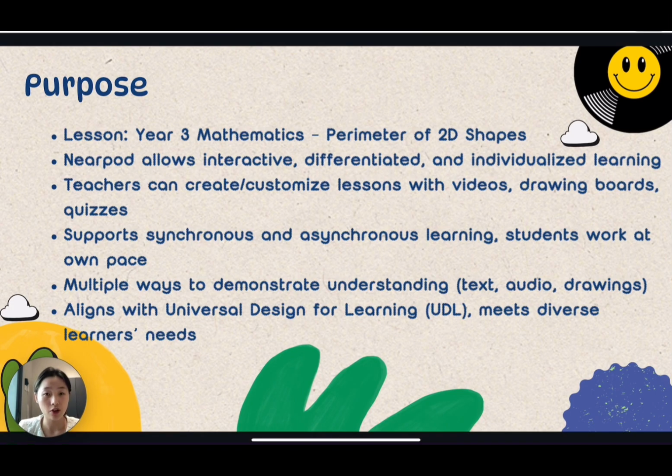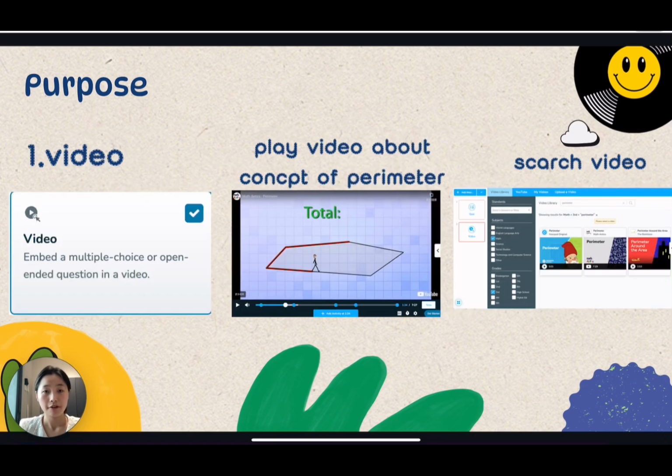These multiple ways of demonstrating understanding align with universal design for learning and ensure that the needs of different learners are met. First, the video feature helps introduce the concept. Traditional teaching often has students simply memorize the perimeter formula, which is abstract and hard to visualize. By embedding a video, for example, someone walking around a rectangle, students can see that the perimeter is the total distance around the shape, making the concept concrete rather than abstract.